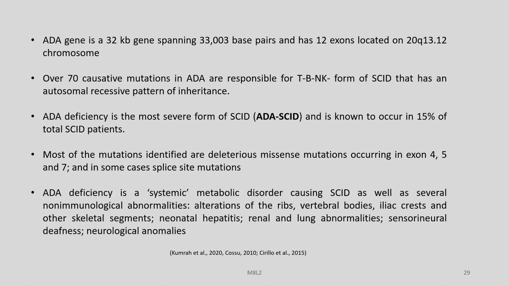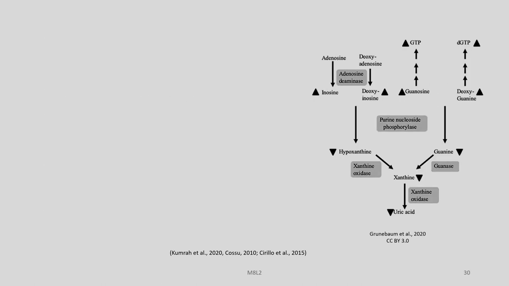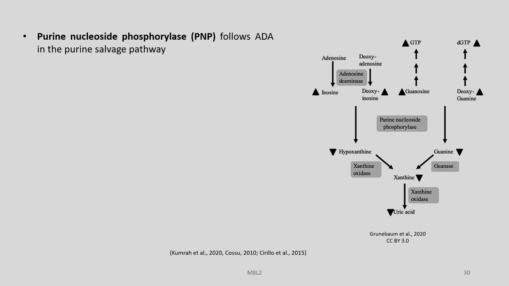cases splice site mutations. ADA deficiency is a systemic metabolic disorder causing SCID, as well as several non-immunological abnormalities: alterations of the ribs, vertebral bodies, iliac crests and other skeletal segments, neonatal hepatitis, renal and lung abnormalities, sensorineural deafness. Neurological anomalies are also common.